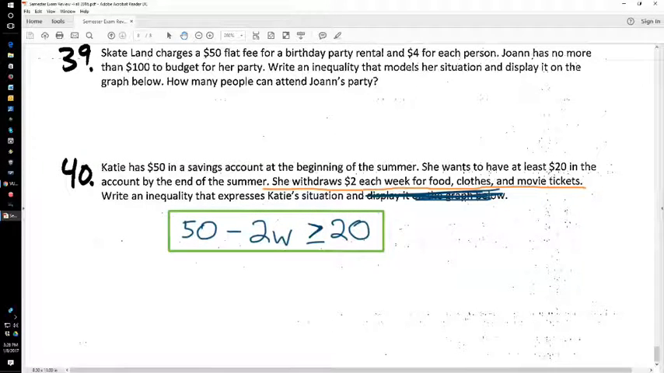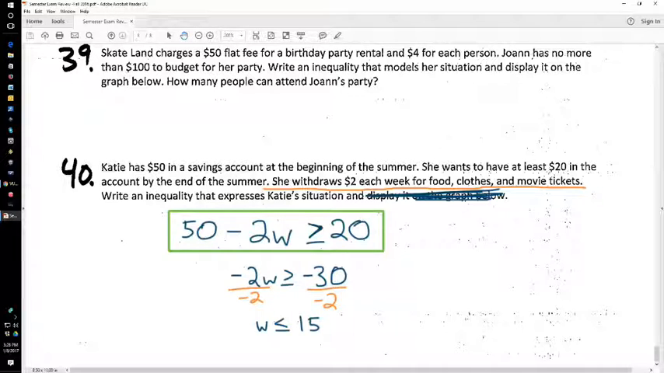If they ask the question, how many weeks could she do this before she only had 20 bucks left, that's actually pretty easy. Subtract 50, and divide by -2. So if I subtract 50, I get -2W is greater than or equal to -30. I know, don't let the -30 freak you out. Just go with it. And then we divide by -2. So W is, now remember, when you divide by a negative, you have to flip your inequality sign. So, in order for her to keep 20 bucks or more, she cannot do this more than 15 times. Anything more than 15, she will have less than 20 bucks in the account. So, there you go.